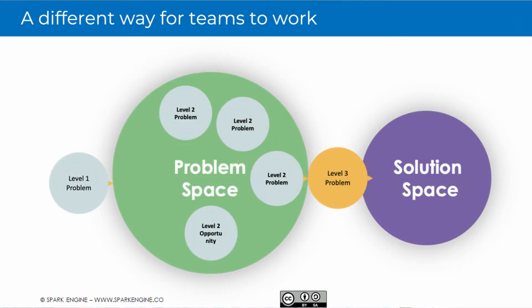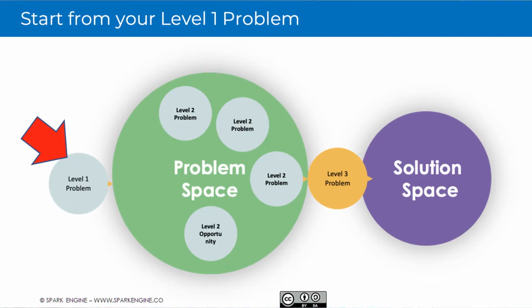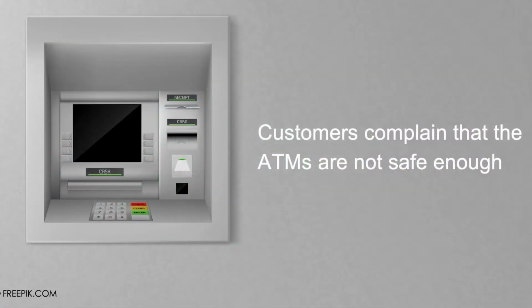This is really a different way for teams to work. Let me share with you an example. We may start from level 1. The level 1 problem is the one that we saw before: the customers complain that ATMs are not safe enough. And as we saw before, we can go straight into the solution space, ideate some solutions like the mirrors or the access gate, and solve the problem. That's great, it's useful, it's incremental.